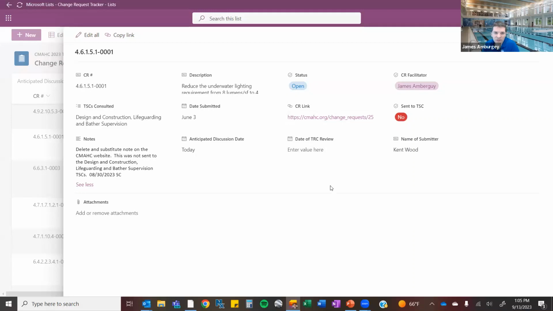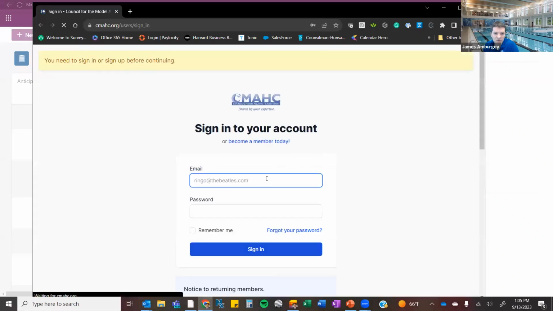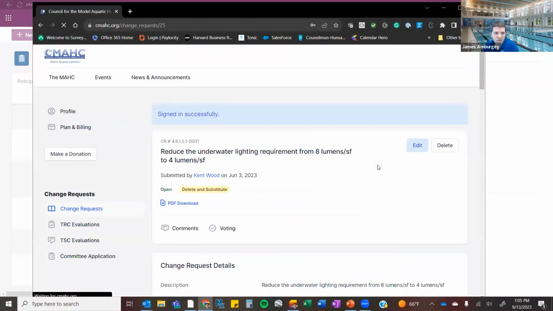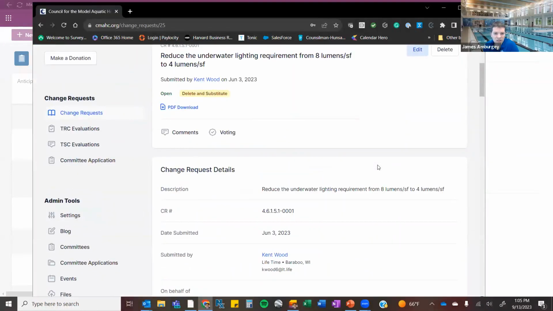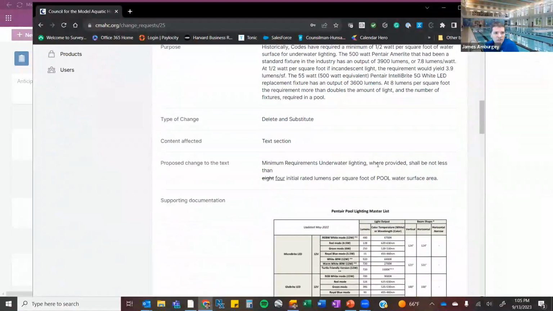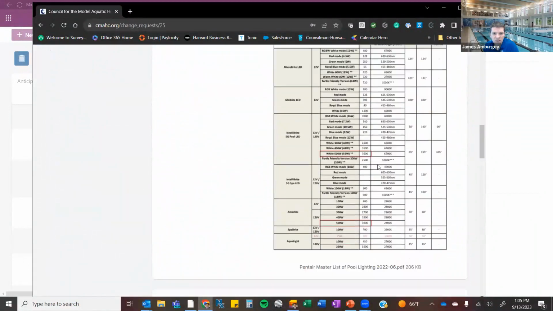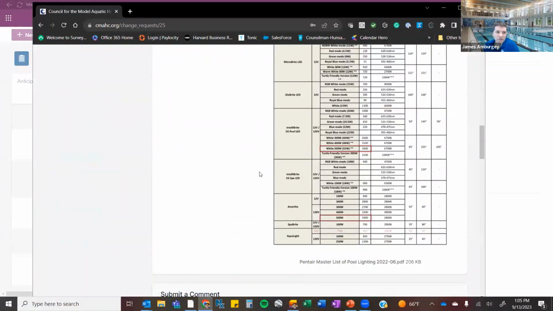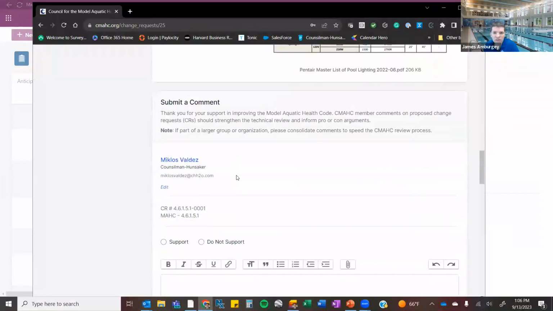You know, we can send it to the TSC, but from what I could tell from the first time we discussed it, there are already other codes that are requiring 8 and the MAHC's requiring 8, and everything that I saw on the internet seemed to indicate that 8 was the standard. So I think it would need something more substantial than it's going to cost more money to justify cutting that in half. So I didn't really see that it had much merit, and I think we could probably vote on it.